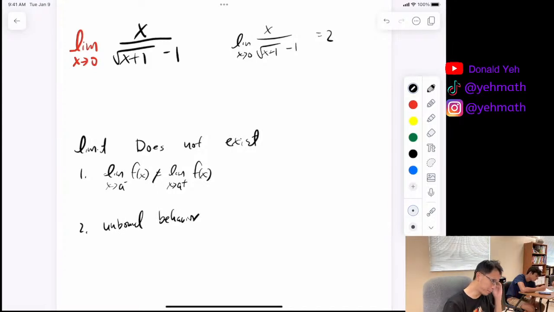Unbounded behavior, more likely like some type of asymptote. Some type of asymptote. Now this one is debatable. Sometimes they say that does not exist.